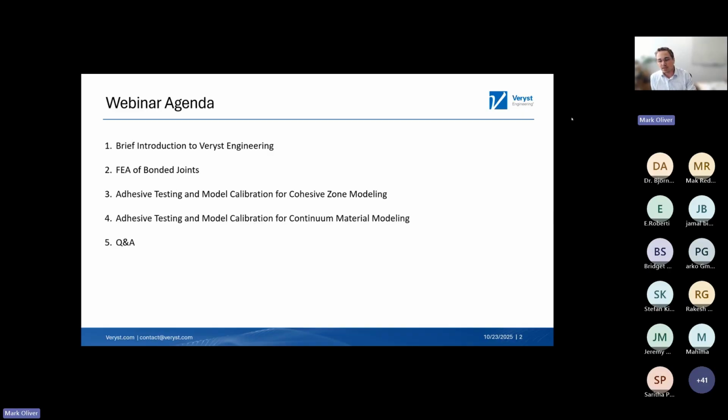The two main sections will be on adhesive testing and model calibration for cohesive zone modeling. If you're new to cohesive zone modeling, I'll explain what that is and how we think about calibrating those models and running experiments in the lab to get the data we need. Then I'll say a bit in the fourth section about calibrating continuum material models, highlighting some of the challenges encountered frequently when modeling adhesive behavior. And then we'll have time for Q&A.